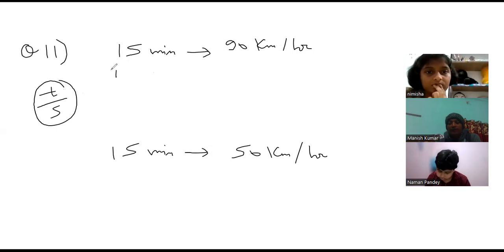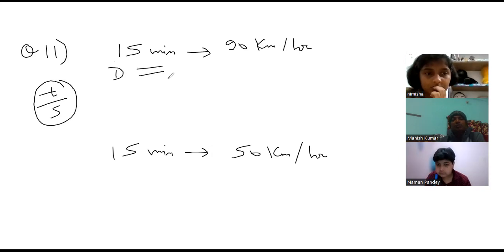Then why are you doing that which is not even mentioned in your book? I am not asking you questions from other than the book. I am asking the questions from the book only. So the formulas that we have learned till now, only those will be applied. We have learned distance is equal to speed into time. Yes, sir.